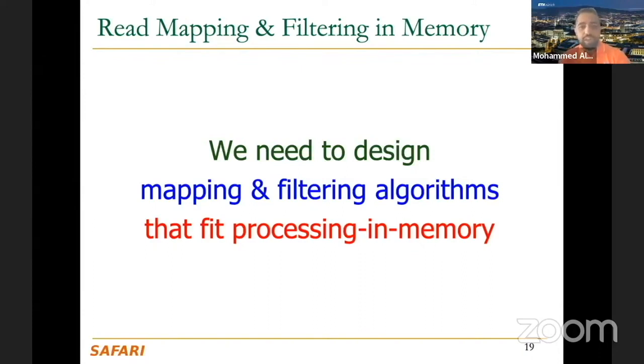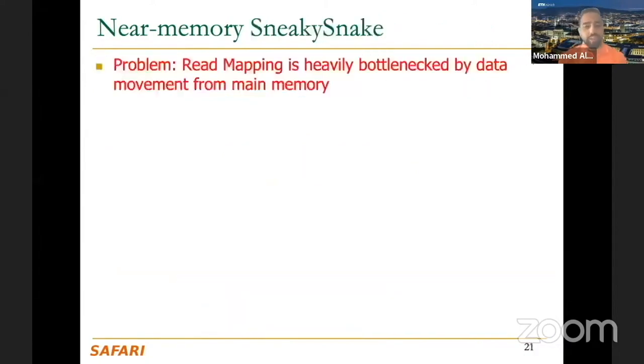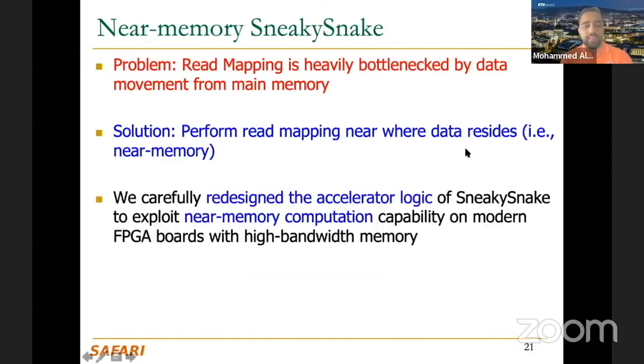So this is a new paradigm, an alternative to the von Neumann model, where you have the memory and the CPU separated from each other. Now you try to do the processing next to where the data is stored. And this is what we call FPGA-based near-memory acceleration of SneakySnake. So our solution is to perform read mapping near where data resides, and we carefully redesign the accelerated logic of SneakySnake to exploit near-memory computation.